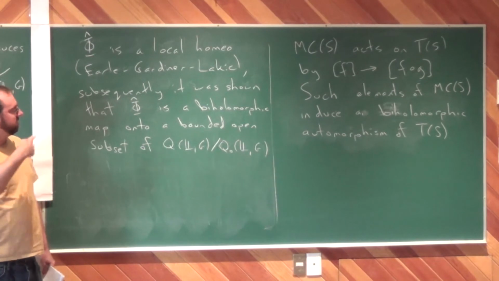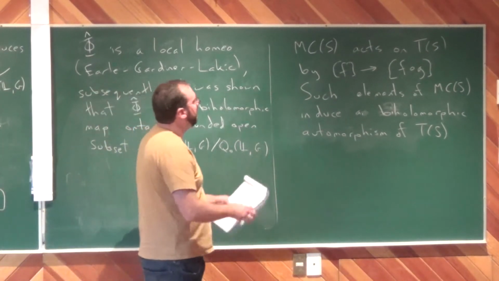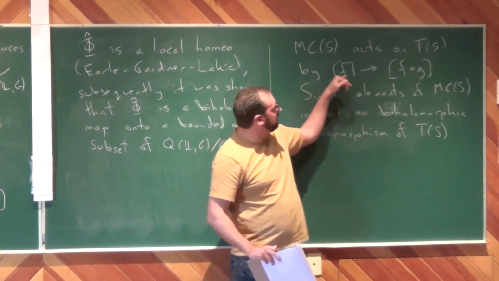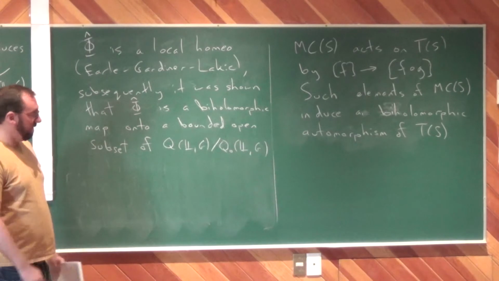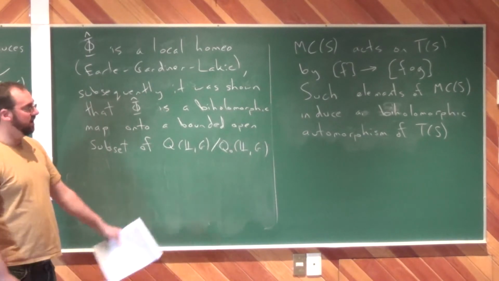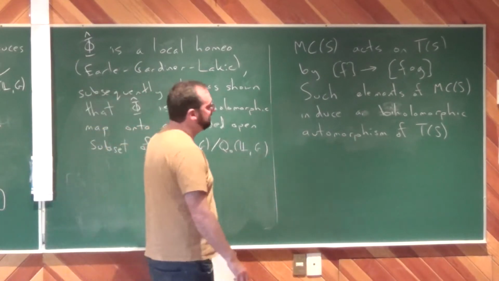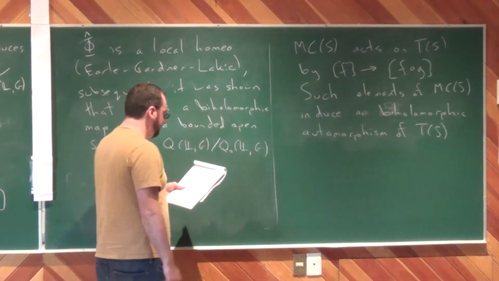So you start with a mapping class in S, that's from S to itself, and then that induces a map on Teichmüller space just given by composition. And it turns out that this biholomorphic map on Teichmüller space, the question is, are these the only biholomorphic mappings, biholomorphic automorphisms of Teichmüller space that you get?